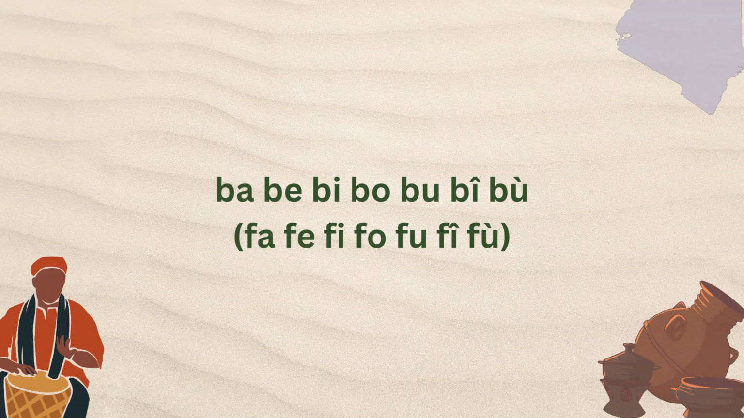Now we put the consonants together with the vowel. We say fa, fe, fi, fo, fu, fe, fo. So B is pronounced like the English F.